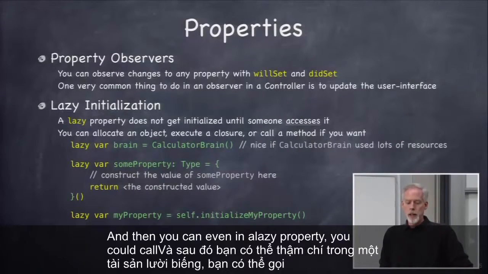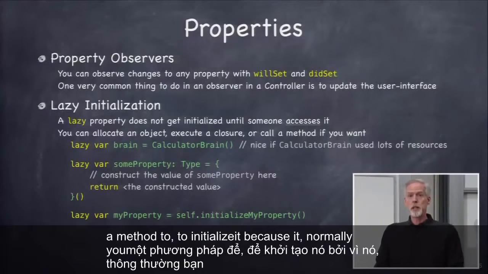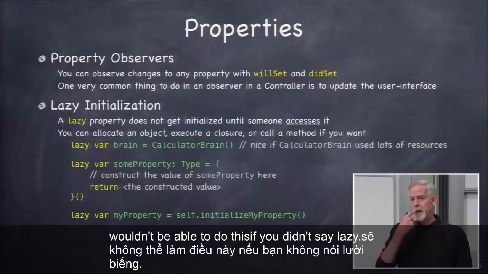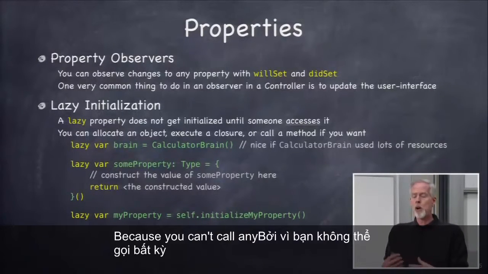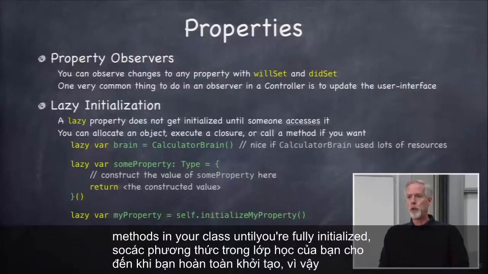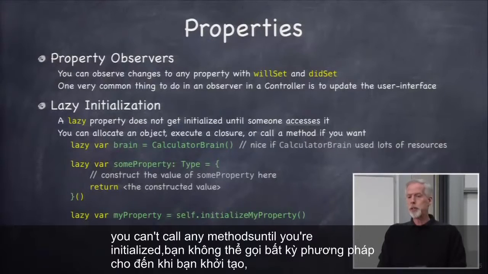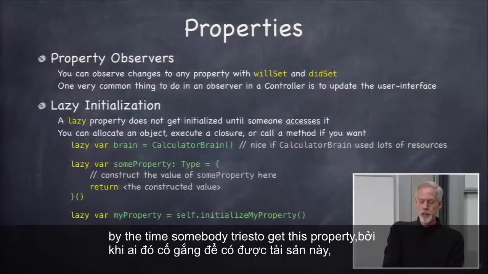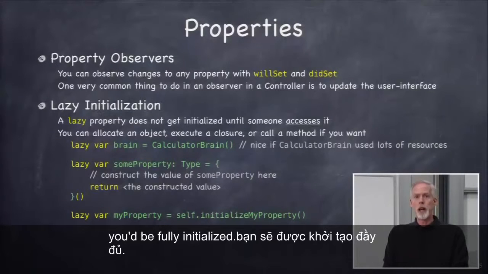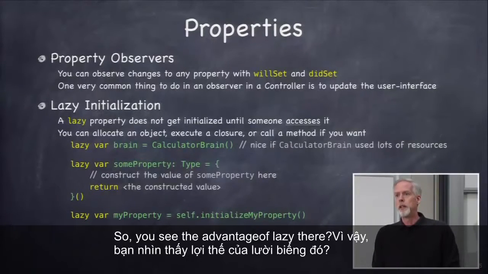And then in a lazy property, you could even call a method to initialize it, because normally you wouldn't be able to do this if you didn't say lazy, because you can't call any methods in your class until you're fully initialized. So there's kind of a catch-22 there. But in this case, by the time someone tries to get this property, you'd be fully initialized. So you can call methods. So you see the advantage of lazy there?